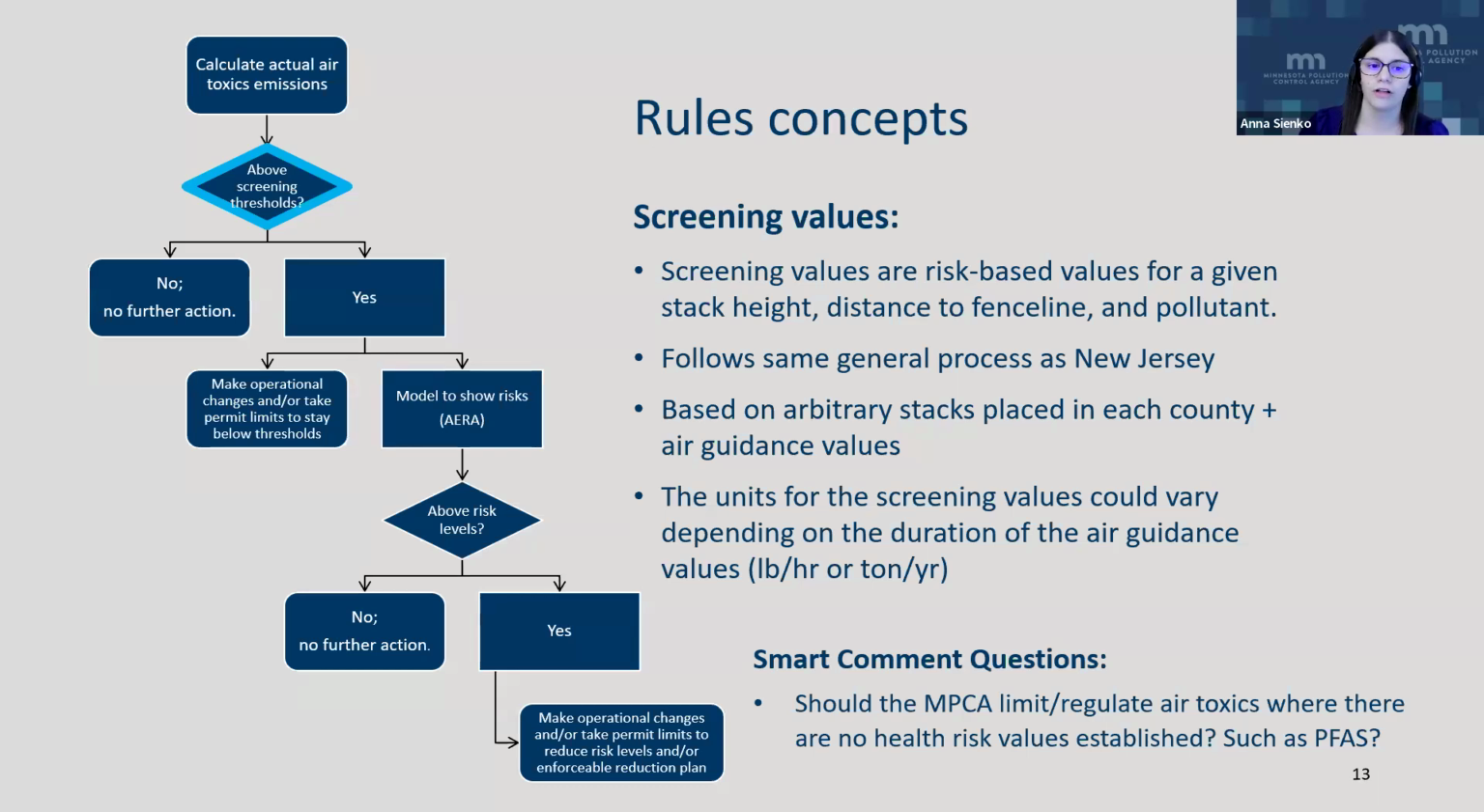We are looking at all options, which includes looking at different time durations. This includes looking at an hourly pound per hour screening value and looking at an annual ton per year screening value. And the smart comment question we have is, should the MPCA limit or regulate air toxics where there are no health risk values established, such as PFAS?